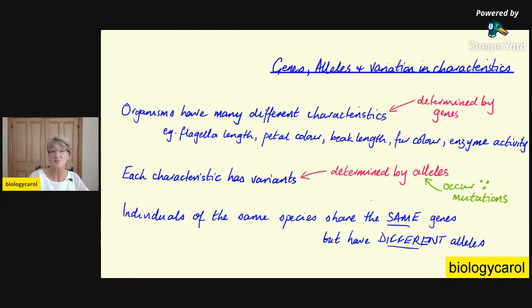Obviously, different species have different sets of genes, and therefore there is plenty of variation between species, inter-specific variation. But it's the alleles that bring about the intra-specific variation. And this variation is what leads to natural selection and therefore to evolution.